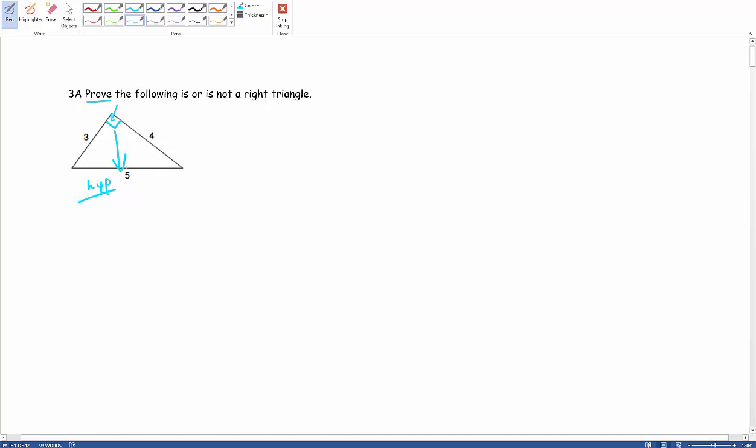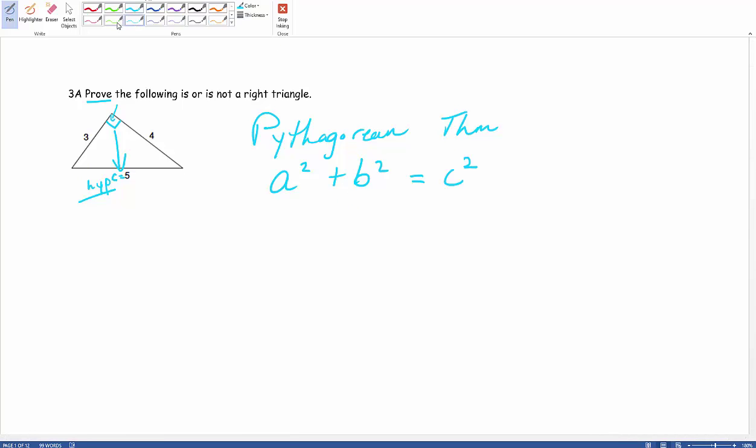Now, anytime we have that right triangle, what we can use is our Pythagorean theorem. And as a result, we have then our a squared plus our b squared is equal to our c squared. And really the hypotenuse will always be our c. So then that means that our a and b would be this 3 and this 4.